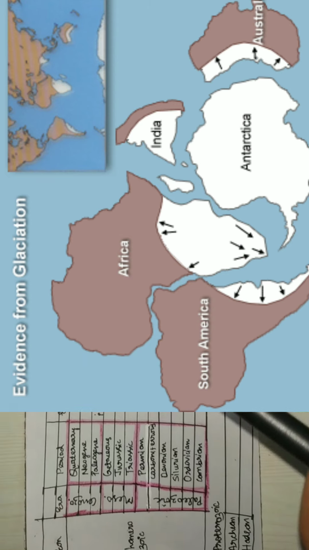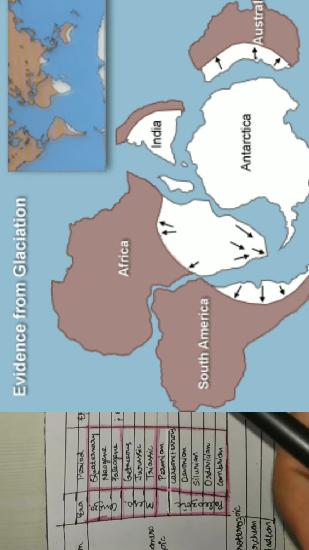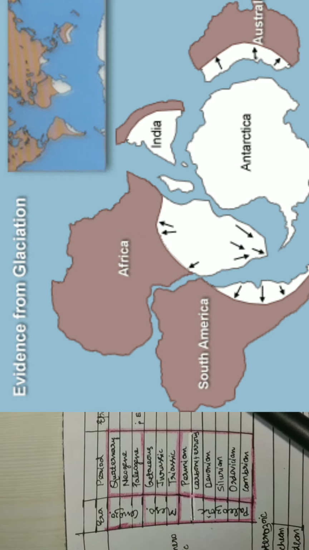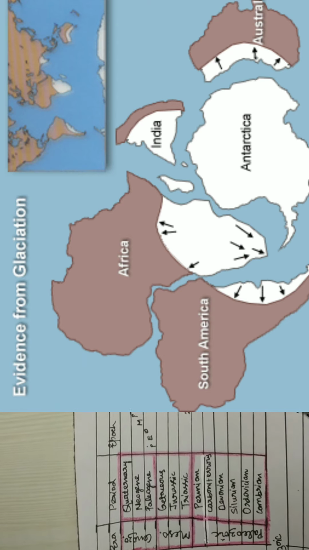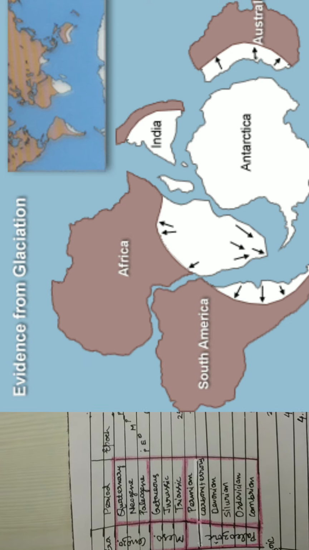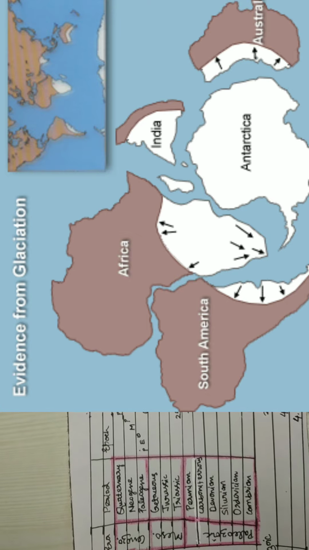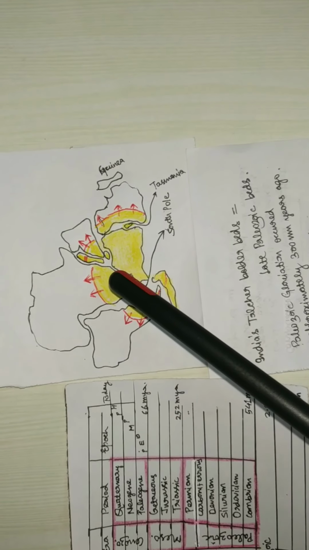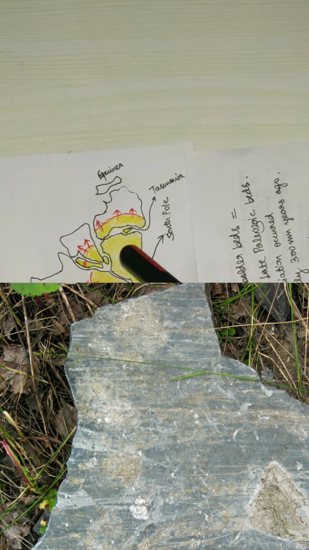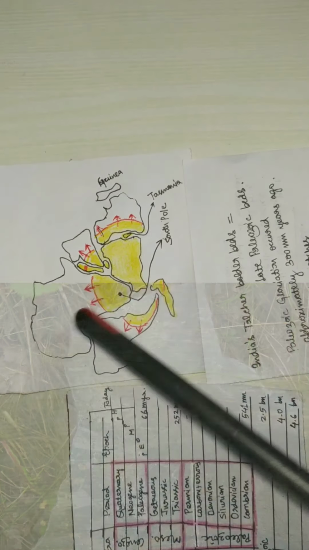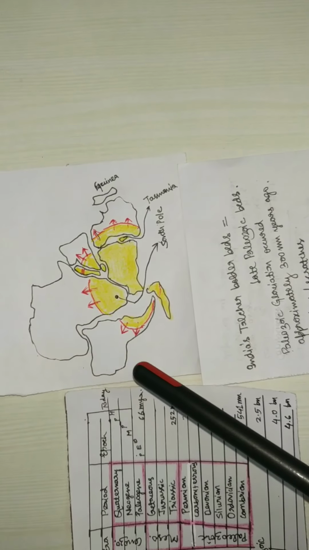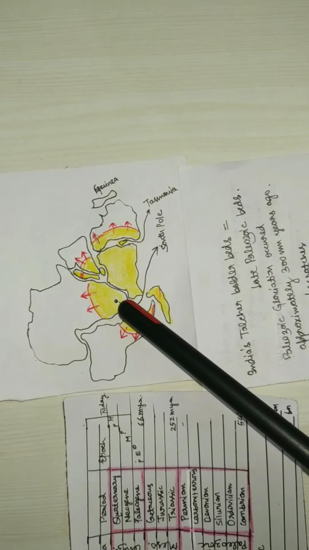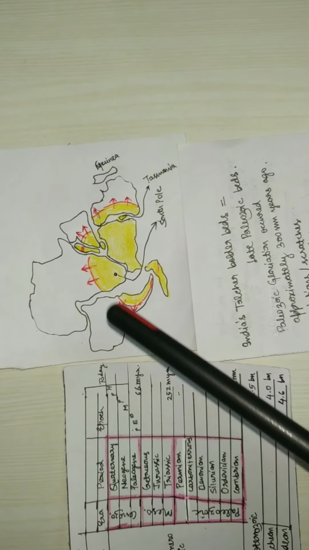the glaciers were going towards the northern part, towards Central Africa, towards Central South America, towards Central India, towards the northern part of Australia, and complete Antarctica. So the striations are towards the north in India, towards the north in Australia, towards the north in this region. And the South Pole was somewhere in South Africa. So this is the second evidence.